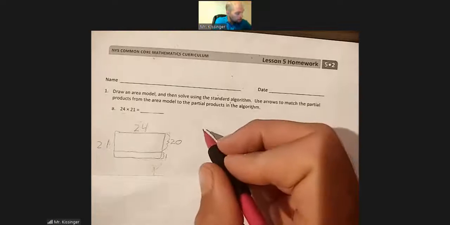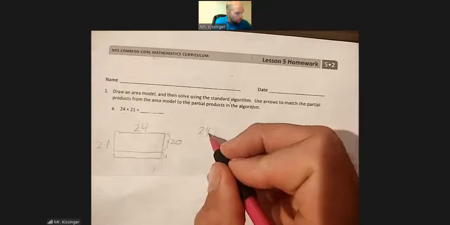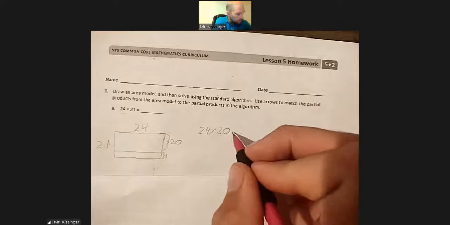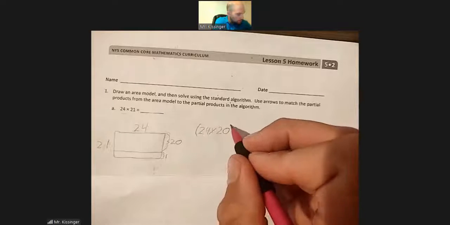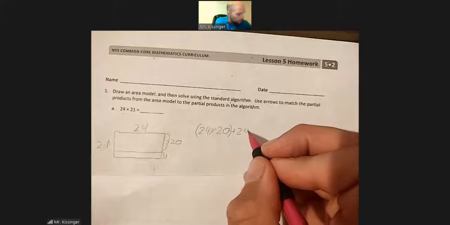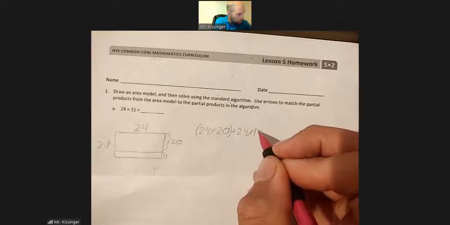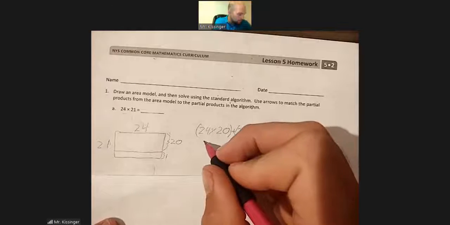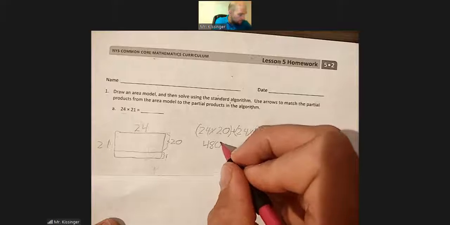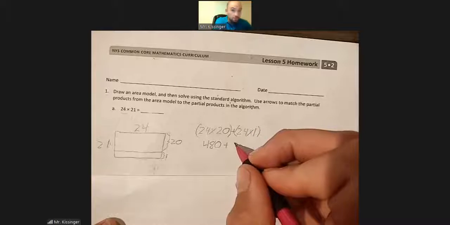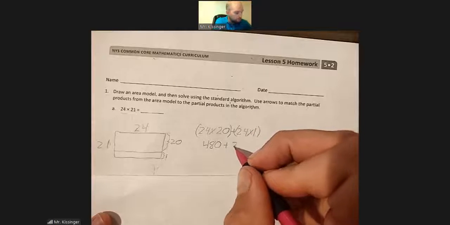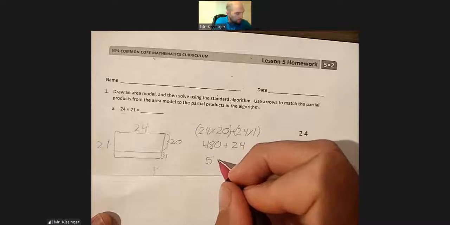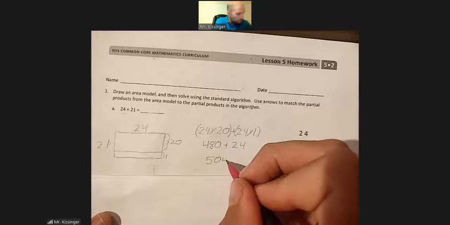So we can multiply 24 times 20, then we're adding 24 times 1. 24 times 20 is 480. Plus 24 times 1, which is just 24. And that gives us 504.